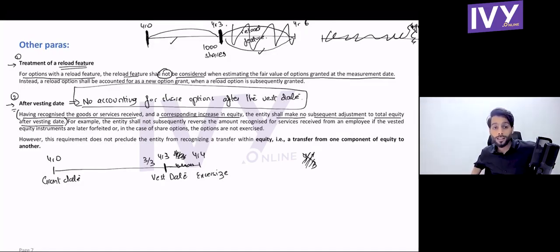All right. So this is what IFRS 2 says about contracts with a reload feature. I hope all of this helps you in understanding what equity settled share-based payments are.